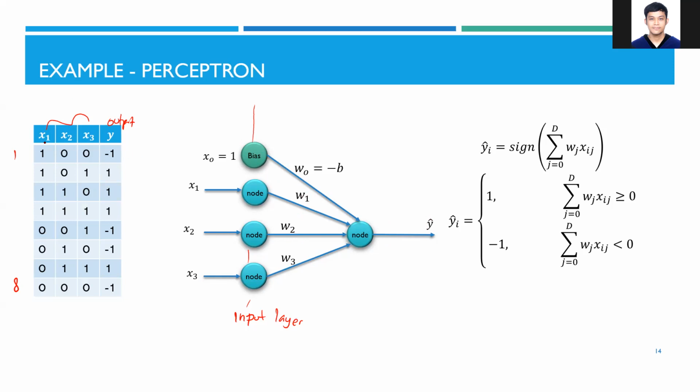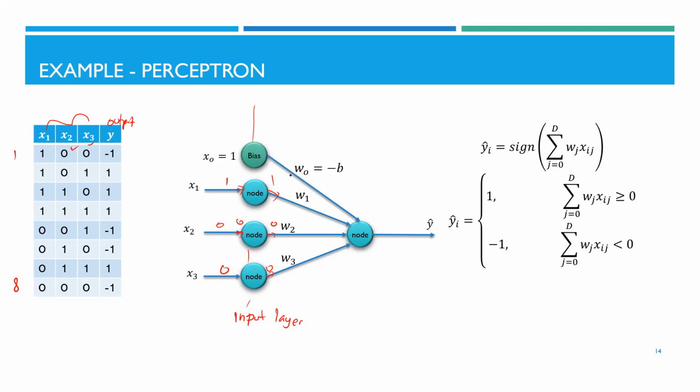Let's see. The first data, x1 is 1. So input here is 1. And then x2 is 0, x3 is 0. So here, in Perceptron, the activation function in the input layer is basically a linear function. If we have input 1, the output is 1. It just receives the input.